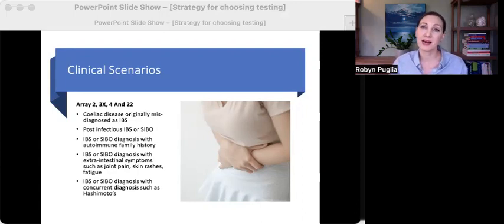So if somebody has not themselves been diagnosed with autoimmune disease, but they have a strong family history pattern of autoimmunity, and they themselves have IBS or SIBO. Same thing, if they have IBS or SIBO, plus extra-intestinal symptoms such as joint pain, skin rashes, and fatigue, or if they have an IBS or SIBO diagnosis plus a concurrent autoimmune diagnosis such as Hashimoto's.